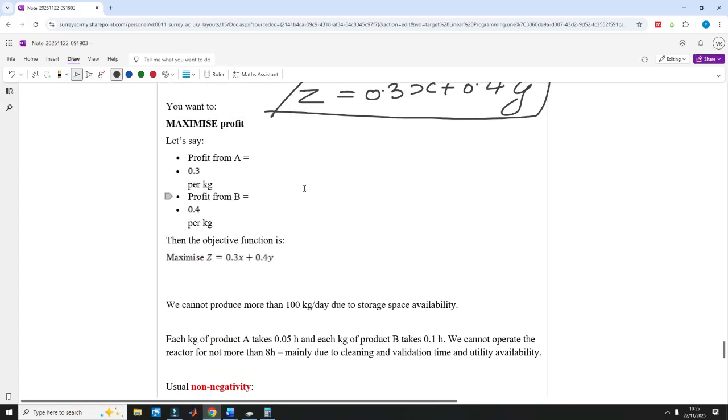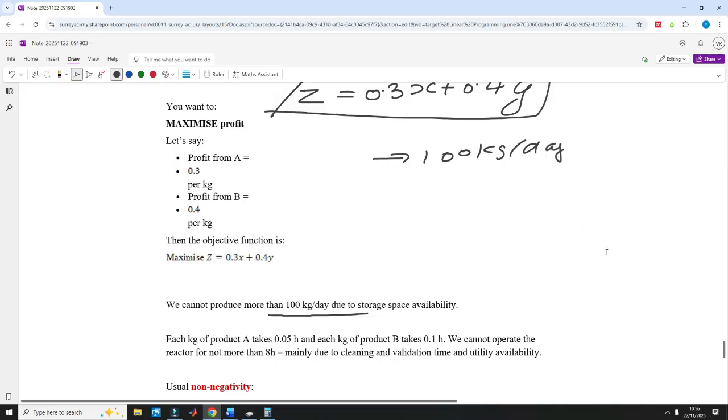What are the constraints? These are really useful constraints, and this really makes sense. So what does this mean? You cannot produce more than 100 kg per day. No matter whether you're producing X or Y, the maximum you can produce is 100 kg per day. That's the limitation, because we don't have space to store these products, if you're supposed to produce more than 100 kgs.